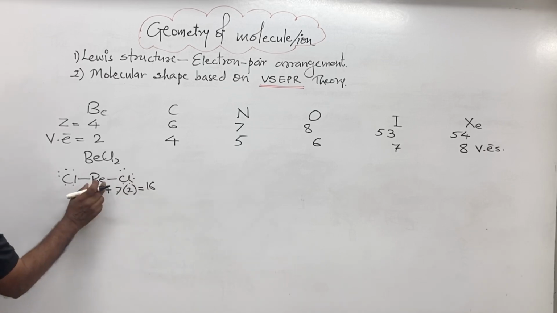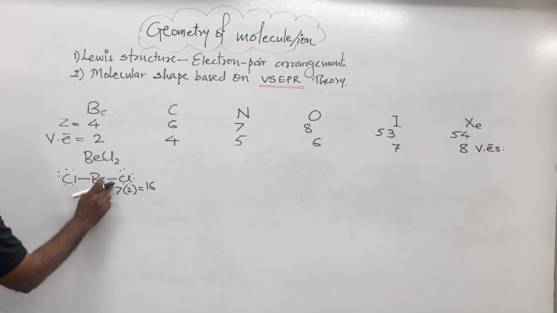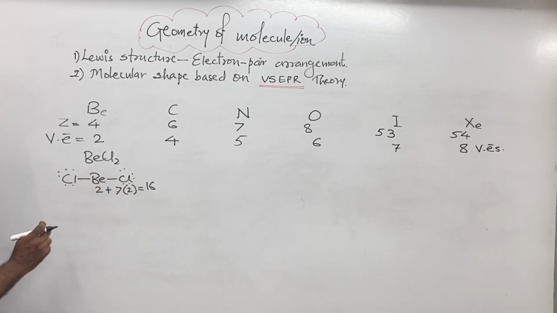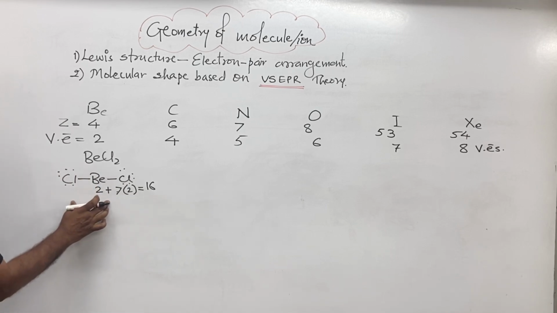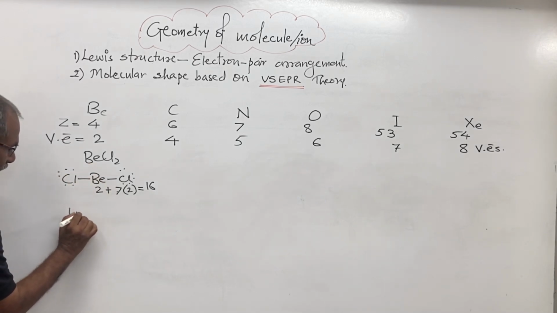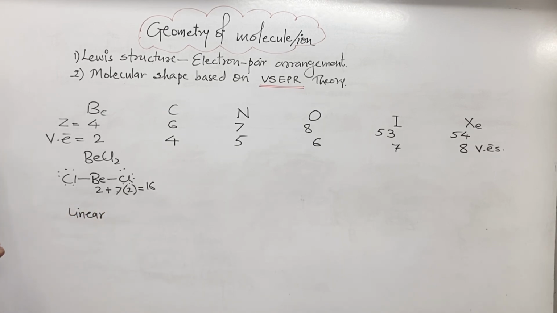So the influence of electrons of beryllium is in 2 regions, 1 and 2. There is no lone pair of electrons on the beryllium atom, so we can say that there are 2 regions of electron density. So this molecule has a linear geometry with bond angle 180 degrees.